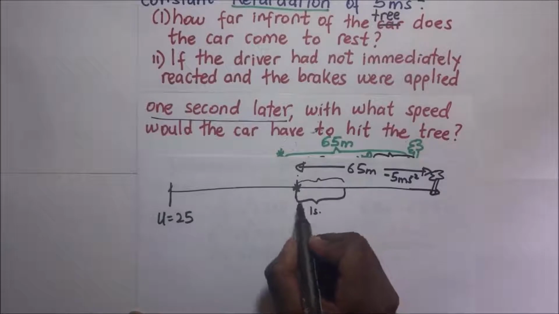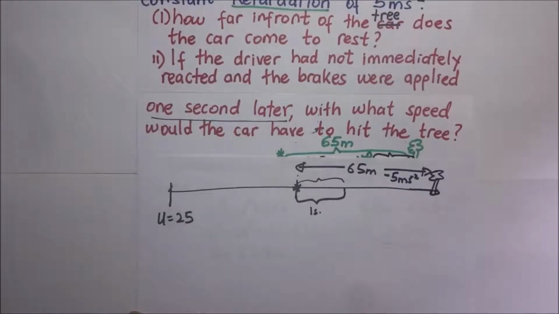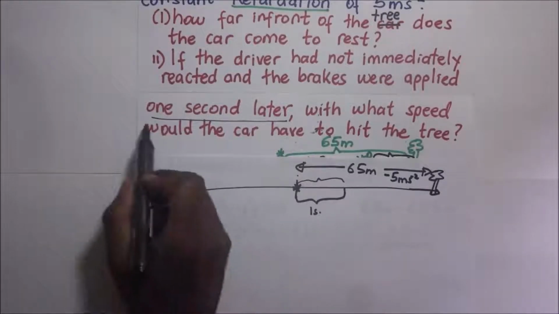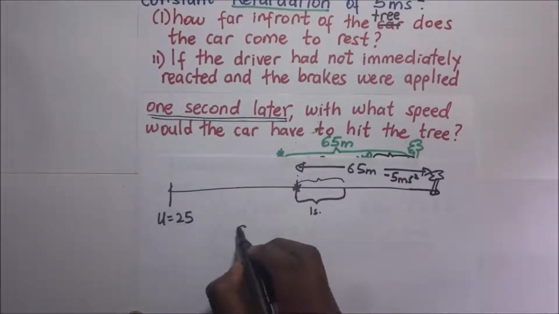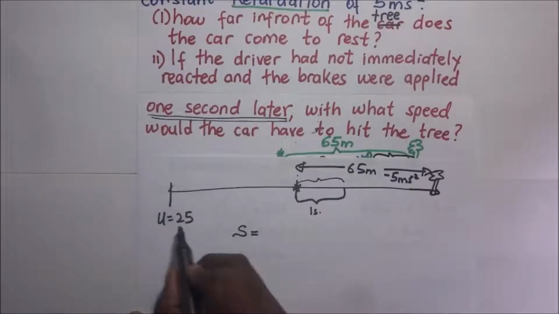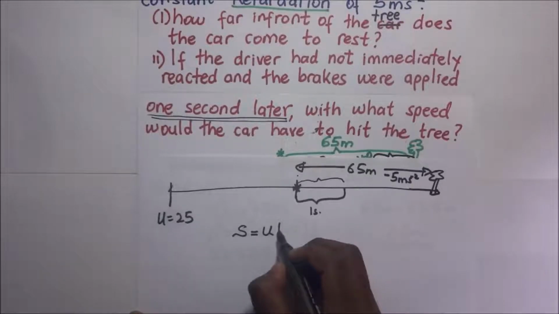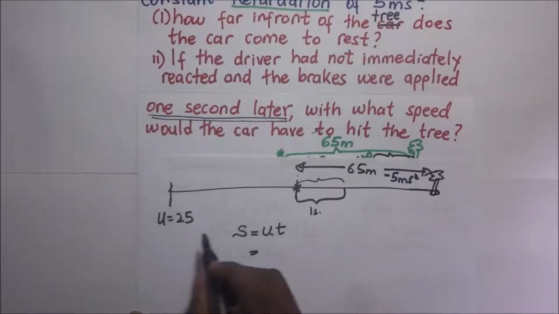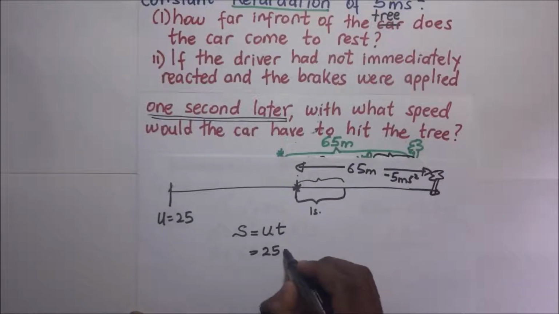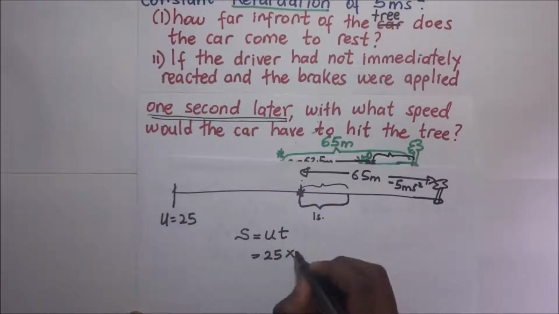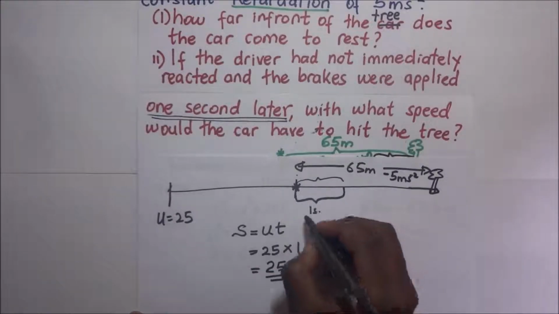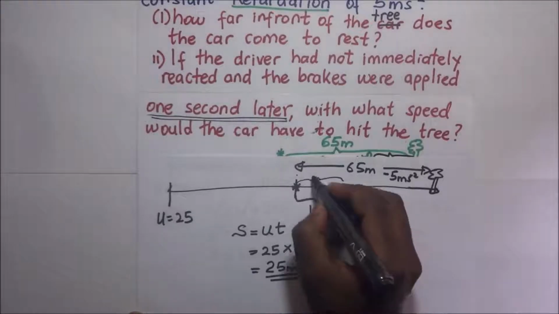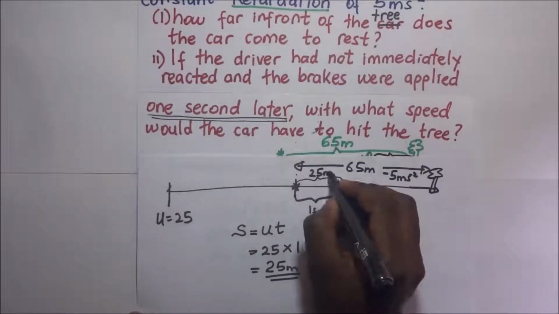So to be able to find that extra distance he covers in that 1 second when he delays to apply the brakes, that distance, which we shall denote as S, is going to be the speed, which is u, times the time. The speed with which he is moving is 25 meters per second. Multiply that by the time, which is 1 second. So it means that he moves 25 meters. So right here he moves an extra distance of 25 meters.